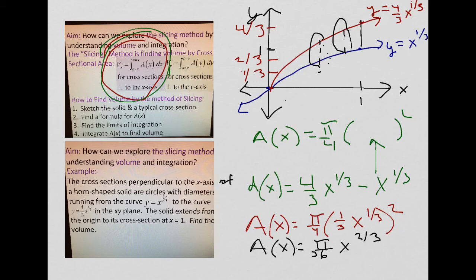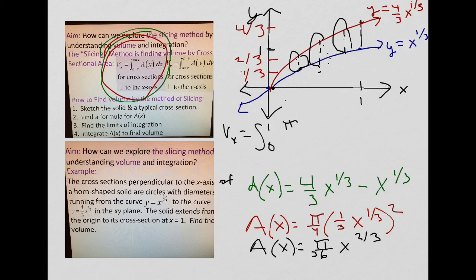All right, so let's talk about the limits of integration. We're starting to see these cross sections appear from when x is equal to 0, and it's kind of hard to draw near that. I should have done maybe something a little bit closer when x is equal to 1. So we should be able to do step 4 now. Let's erase the part we really don't need. And we're going to find the volume. So V sub x is going to be the integral from 0 to 1 of pi over 36 x to the 2/3 power with respect to x.